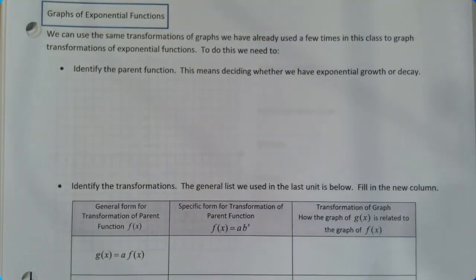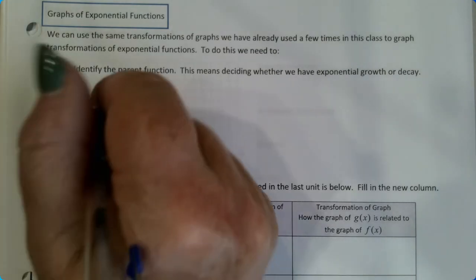Now that we have a basic idea of what the graphs of exponential growth and decay functions look like, we can also graph other exponential functions by using transformations of graphs, which are going to be the same types of things that we've seen already a couple of times. Okay. In the case of exponential functions, the first thing we're going to do is to identify the parent function. And of course, that means deciding whether we have exponential growth or exponential decay.